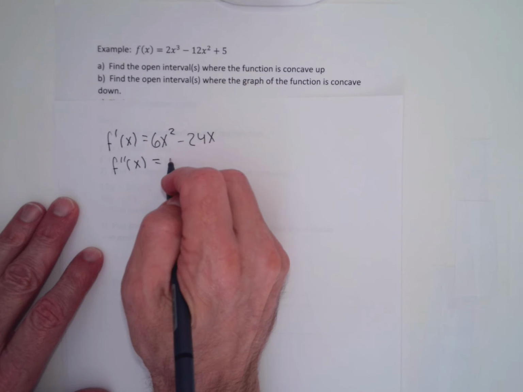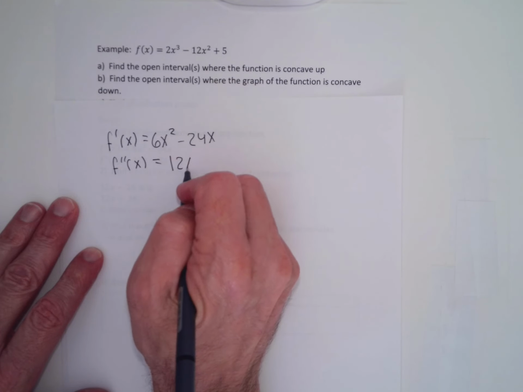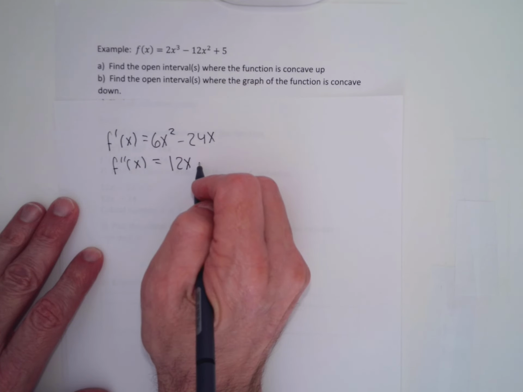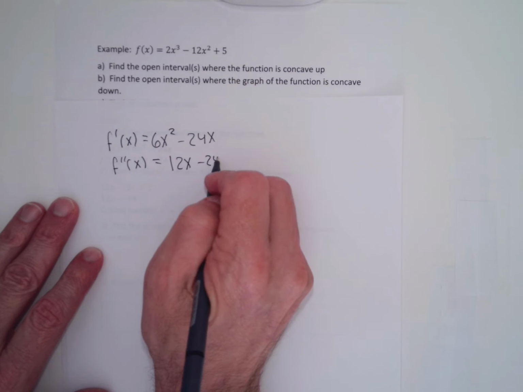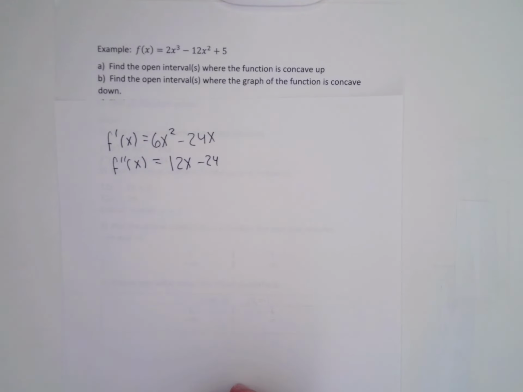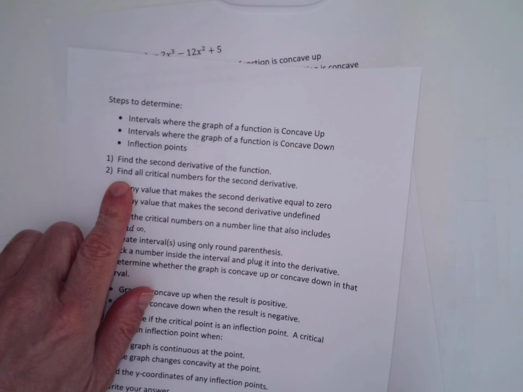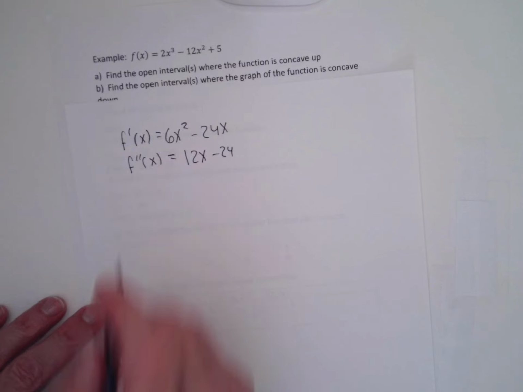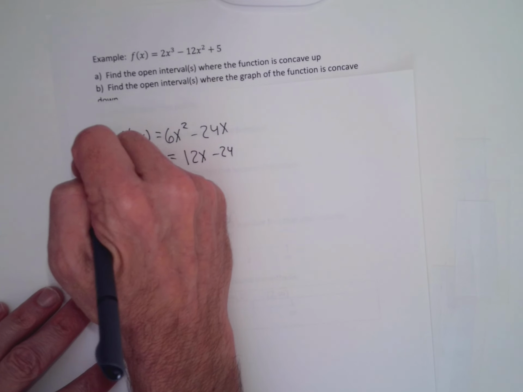The derivative of 6x squared is 12x. The derivative of minus 24x is minus 24. So I have my second derivative. Once I have my second derivative, I'm going to get the critical numbers for the second derivative by setting this one equal to 0. So this is my second derivative.